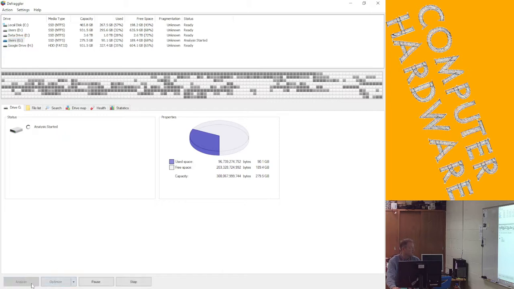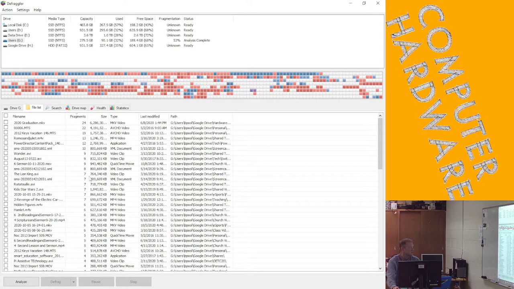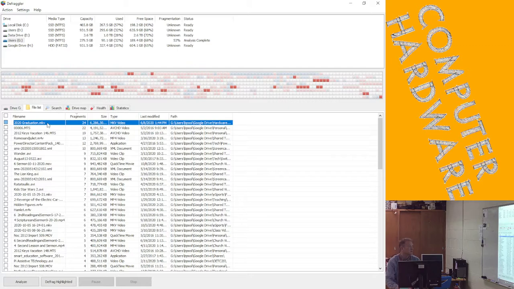And if I go and do the analysis of this drive, which Windows says is 0% fragmented, when I run Defragler, it says it's 53% fragmented. So Windows says no, but Defragler says yes. And if I look at the file list, this file alone is in 24 different fragments all around my hard drive.